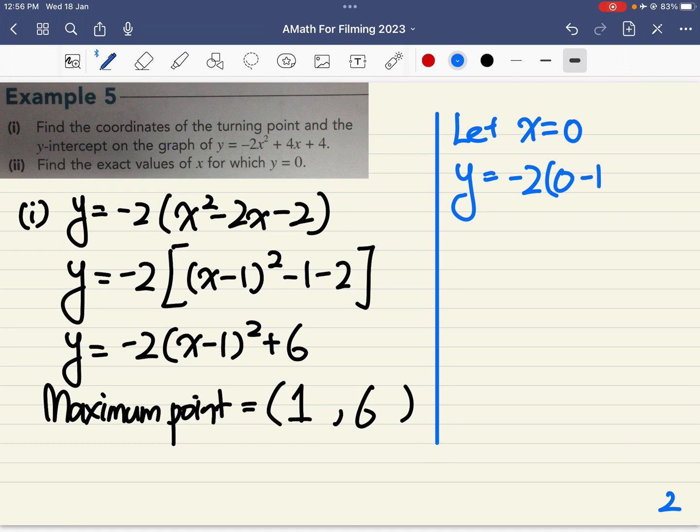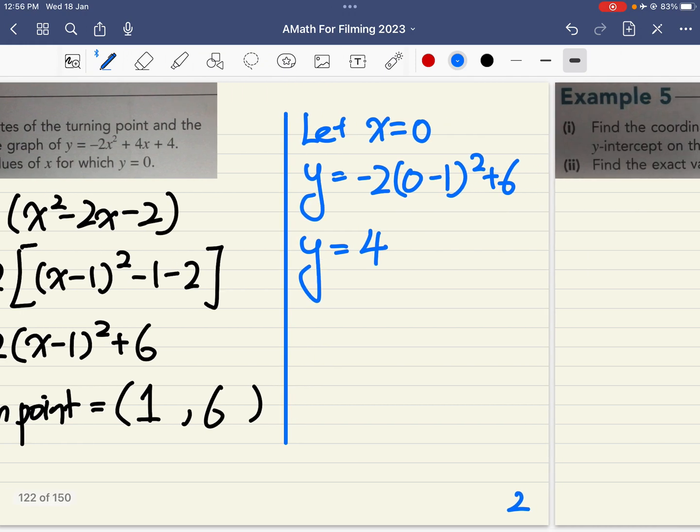So I say 0 minus 1 squared plus 6. So what I get is y equals -1 squared, which is positive 1, minus 2, plus... this gives me y equals to 4. So my y-intercept is equal to 4.